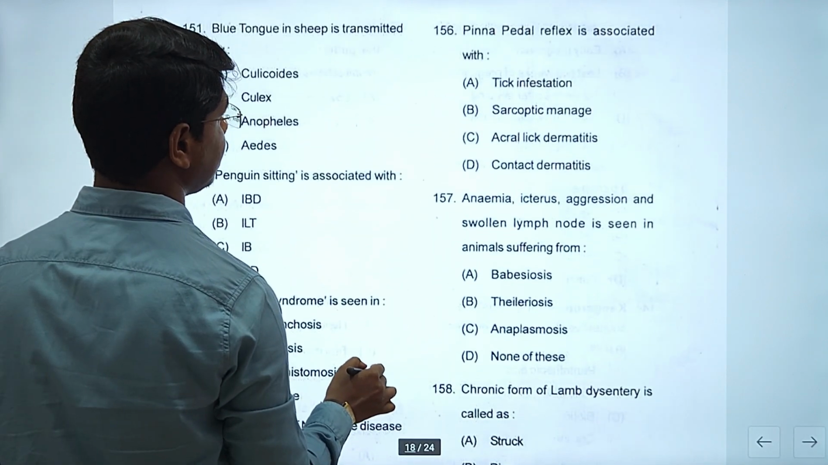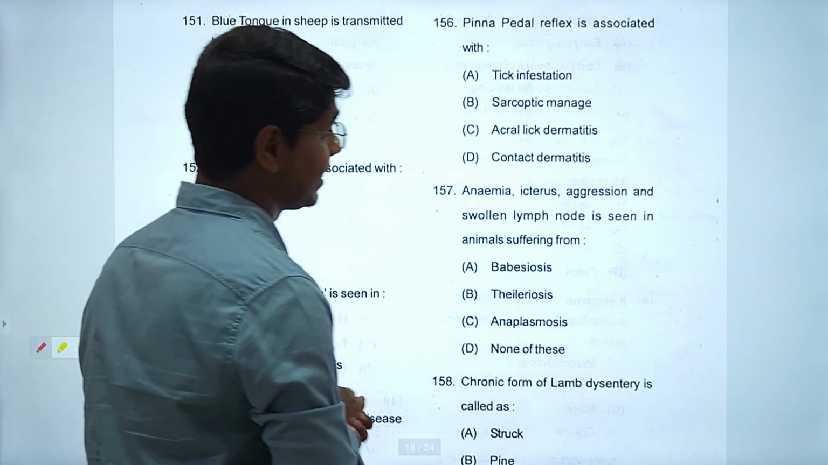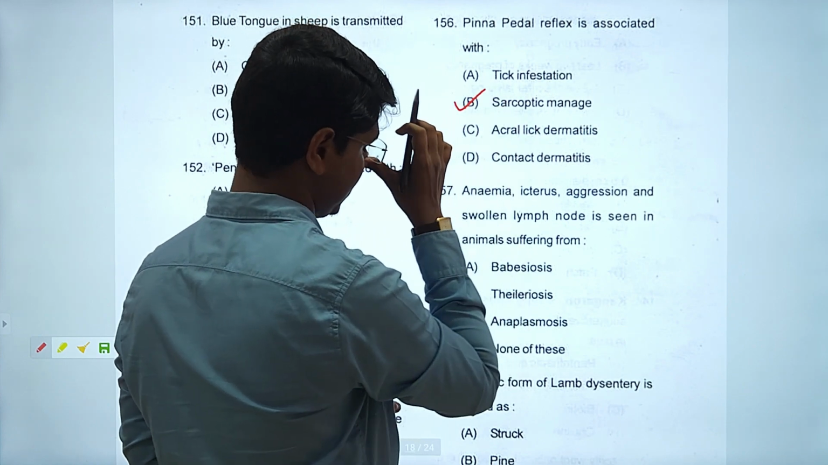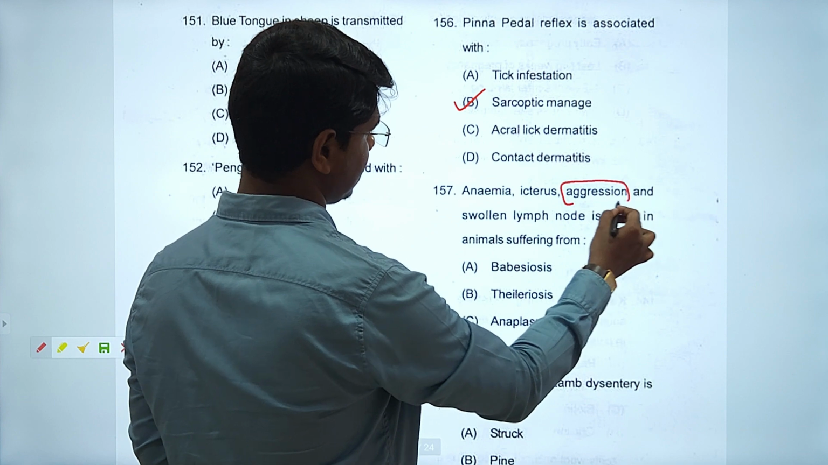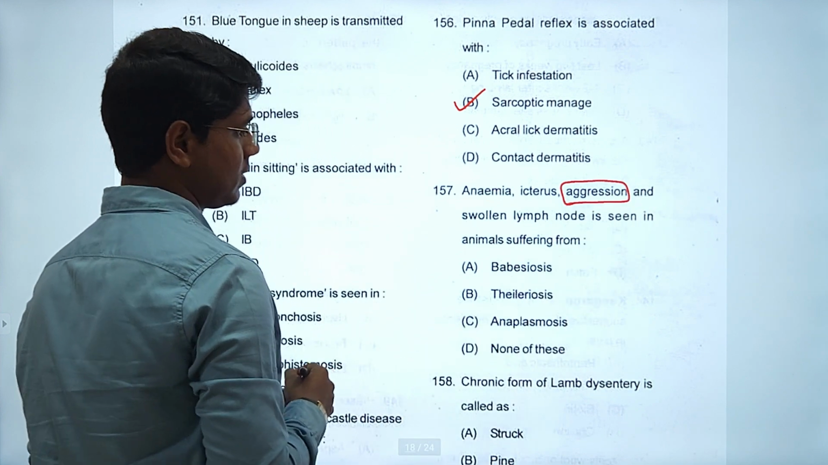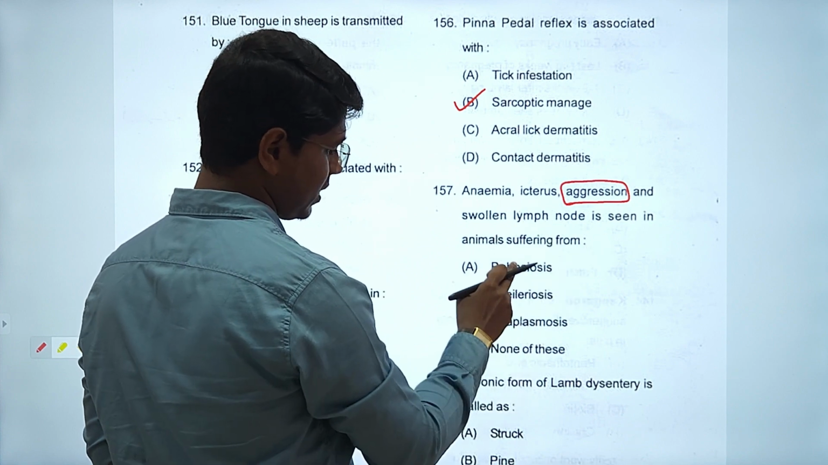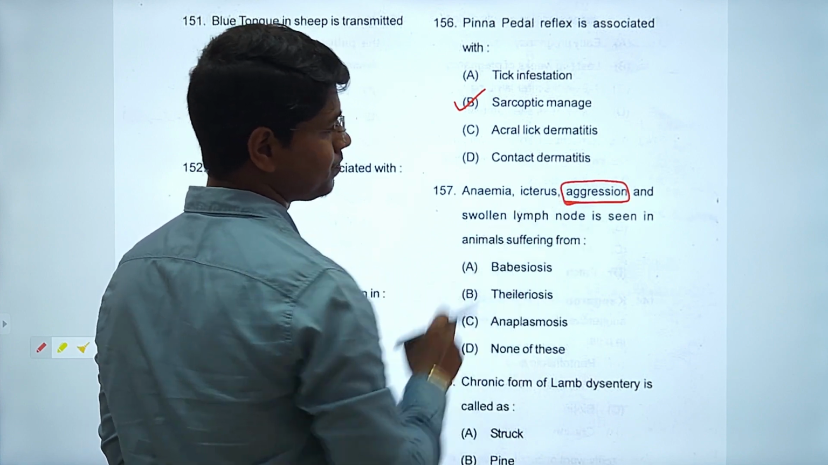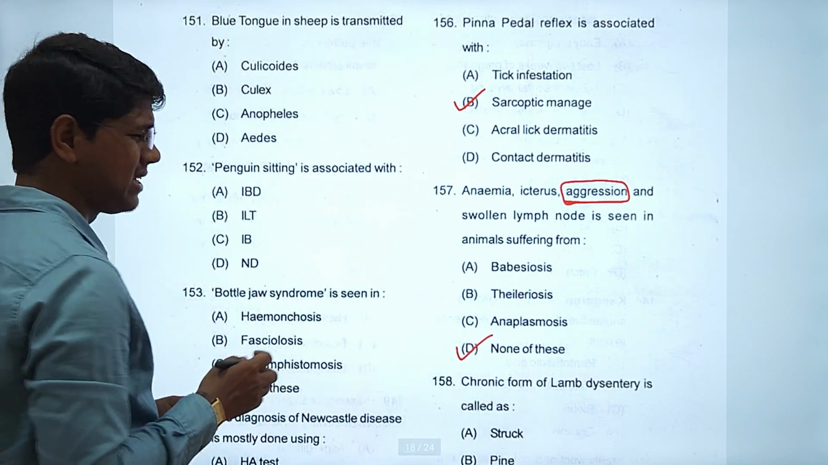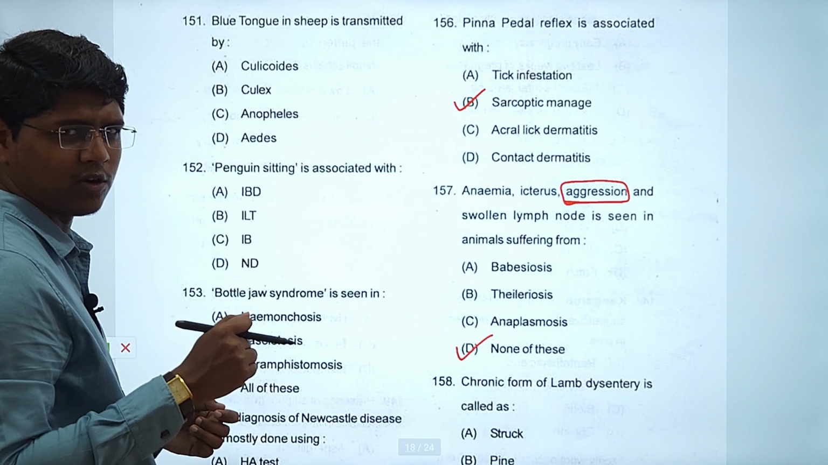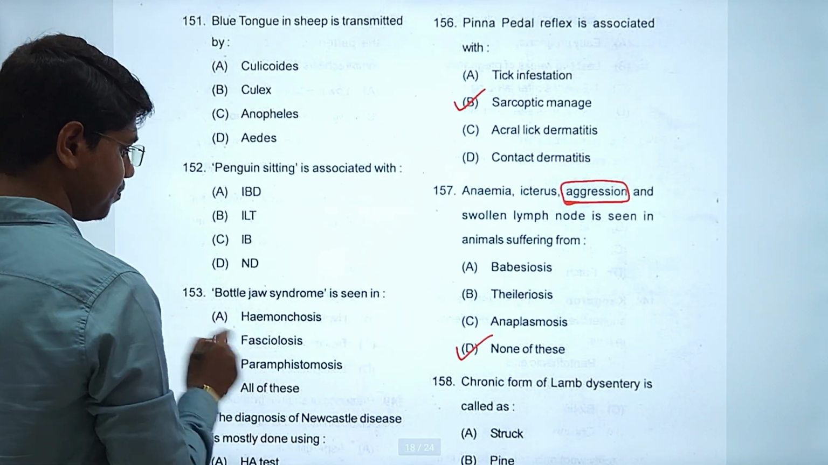Next question, 156. Pinna-pedal reflex, a very common question. It is sarcoptic mange. Anemia, icterus, aggression: you see this particular term, otherwise you might choose the wrong option. Anemia, icterus, aggression and swollen lymph node is seen. In none of the hemoprotozoan diseases will you find aggression. So the answer is none of these. Although you can say in case of trypanosomiasis there is violent convulsion, it is not exactly aggression. The animal will not be aggressive.